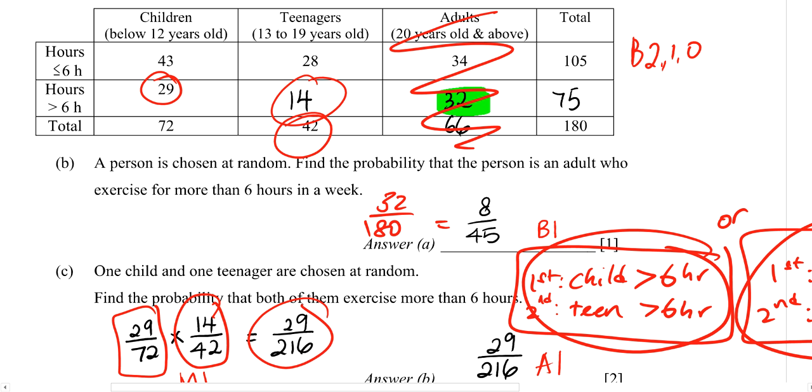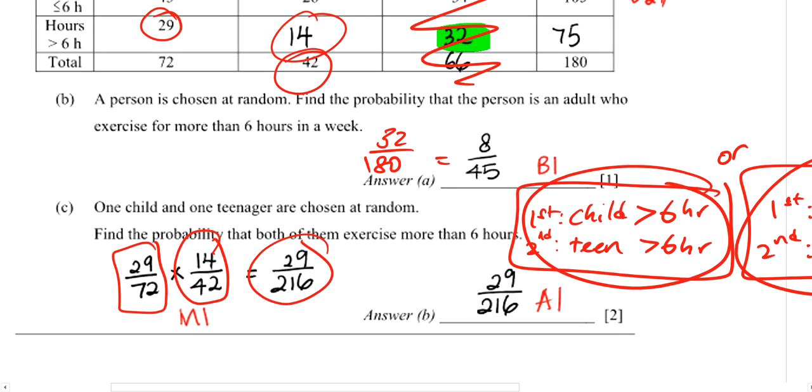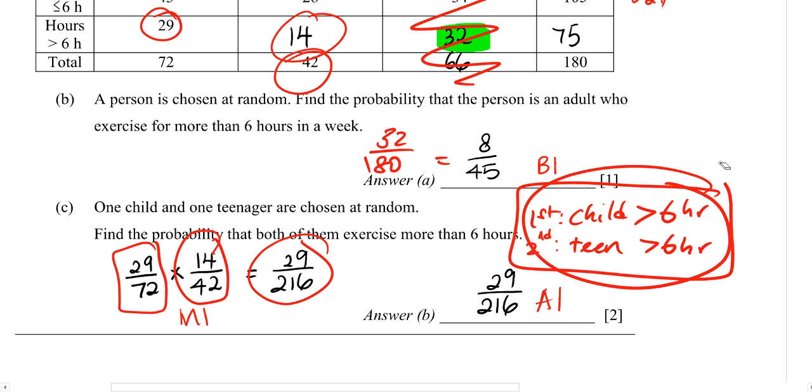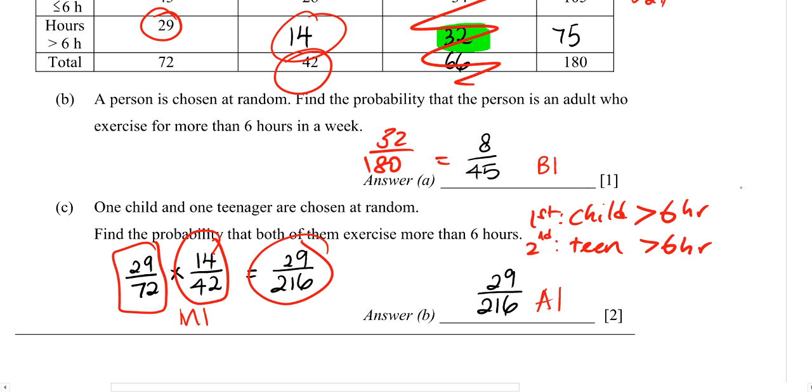So you get 29 over 216. Okay, so I interpreted the question wrongly. One child, one teenager. The first person that they choose is a child. Second person they choose is a teenager. There isn't a second case, because I interpreted it wrongly. Okay? So this is the answer, 29 over 216. Can?